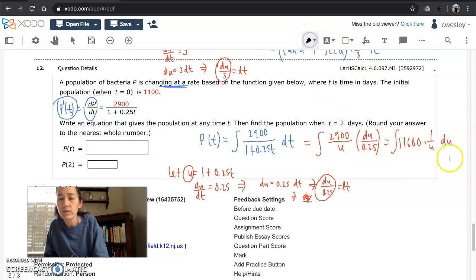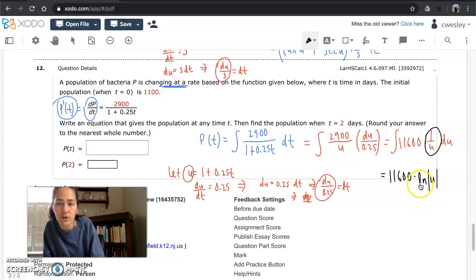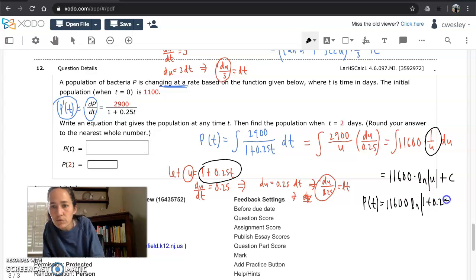And now we have a special rule for the integral of 1 over u. Things I hope that you remember: I hope you remember to just put a constant and leave it out front. I also hope you remember that this is a derivative of ln of u, but be careful, not just u, absolute value of u, if that's ever going to be a final answer, and then plus c. So our P of t, which is already written, in the first blank, you can put your function in terms of t: 11600 natural log of what we called u, so 1 plus 0.25t, and then plus capital C at the end.